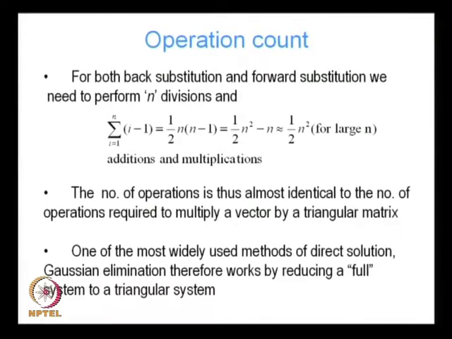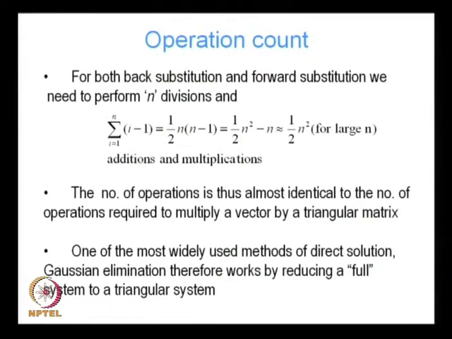The number of operations, half n square, is thus almost identical to the number of operations required to multiply a vector by a triangular matrix. Why is that? A triangular matrix has only half n square elements, right? So if I multiply a triangular matrix with a vector, I have to perform half n square operations. So the number of operations is identical to the number required to multiply a vector by a triangular matrix.